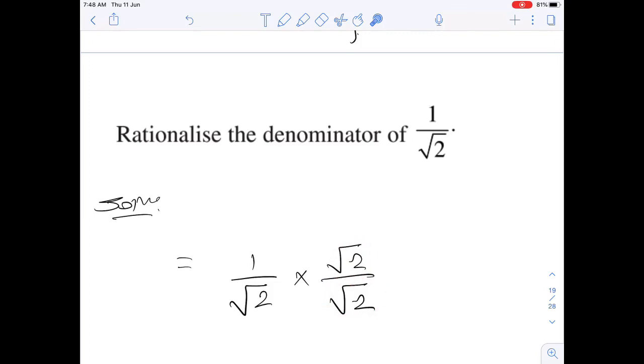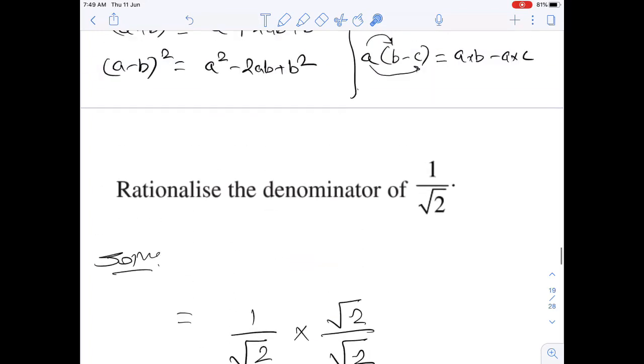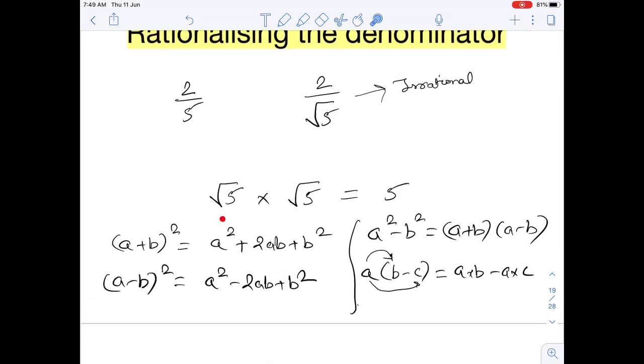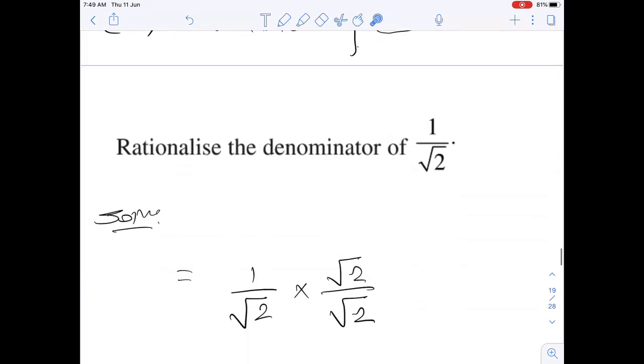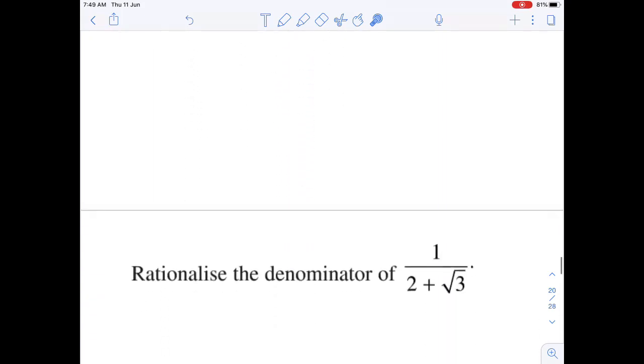Now this root 2 will multiply the numerator, so root 2 into 1 will become root 2, and the denominator will multiply with this root 2, so root 2 into root 2. As we have seen here, when two numbers have the same roots, the answer is the base number. So here also root 2 into root 2 will simply become 2. Now here the numerator has become an irrational number, but the denominator is a rational number. So what we have done is converted an irrational denominator to a rational one. Now let us see another example.